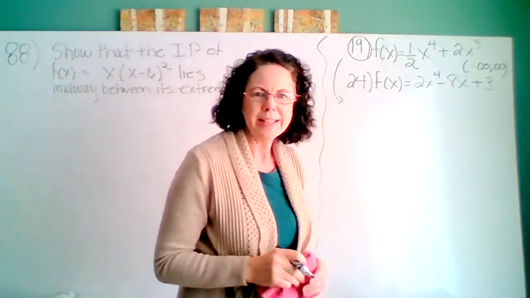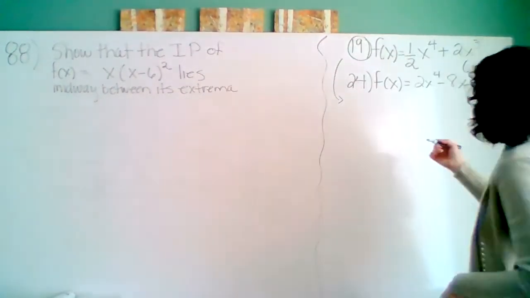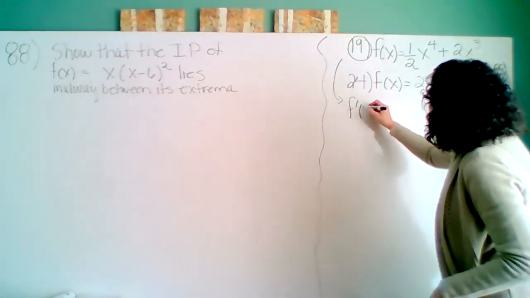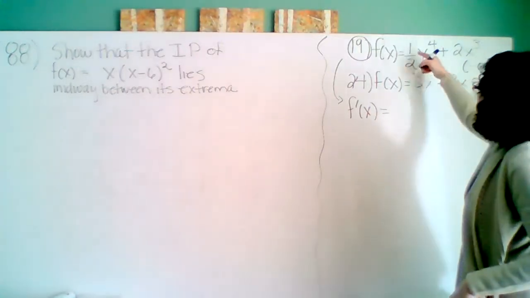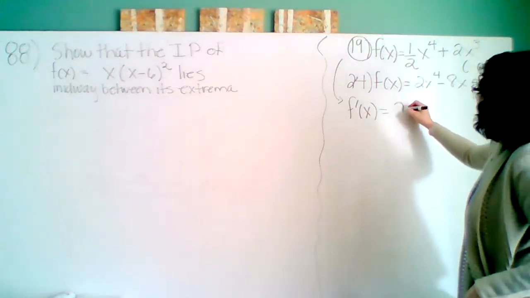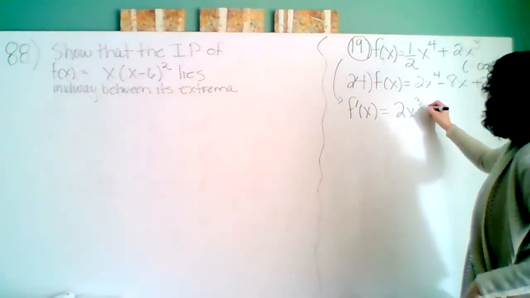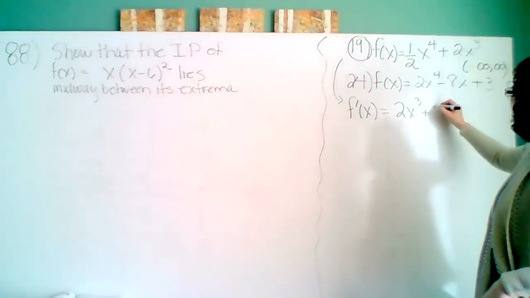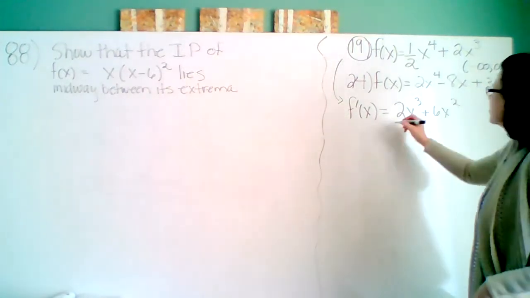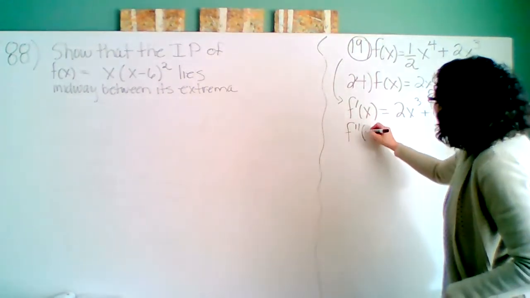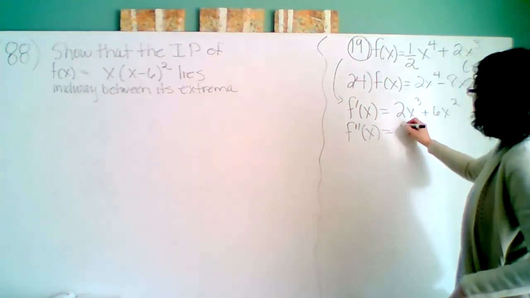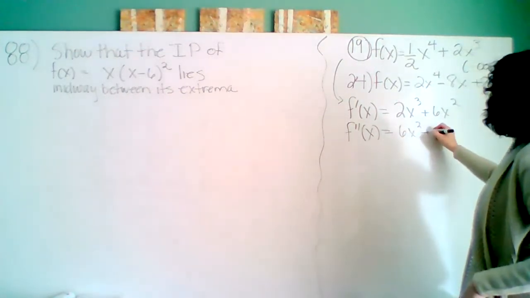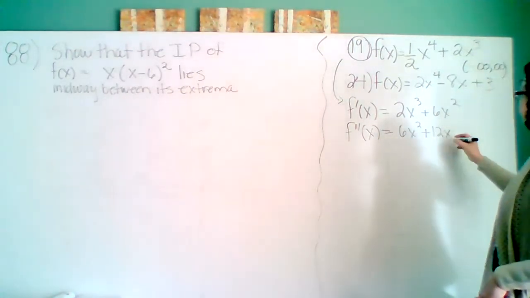We're going to do that second derivative chart. So let's see. The first derivative is, I'm going to bring the 4 out front and multiply it by 1/2. That's 2x cubed. Plus, I'm going to bring the 3, 6x squared. There's the first derivative. The second derivative would be 6x squared plus 12x.